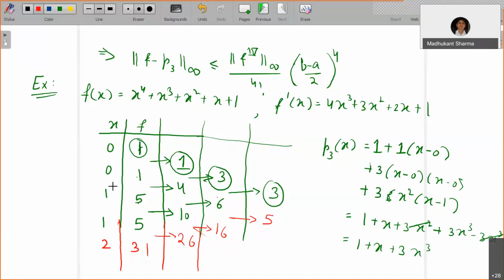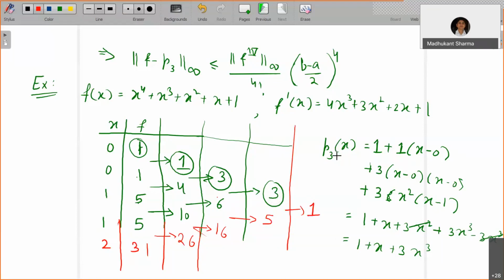5. Right? Because 2 minus 1 here, for this 2 minus 1, for this 2 minus 1, so 16 minus 6 is 10, 10 by 2 minus 0, that is this here. And here 5 minus 3 is 2, divided by 2 minus 0. Now, the next polynomial can be obtained by using this.